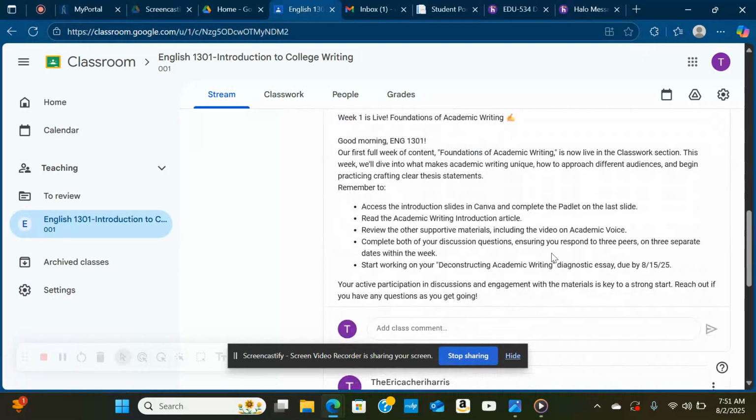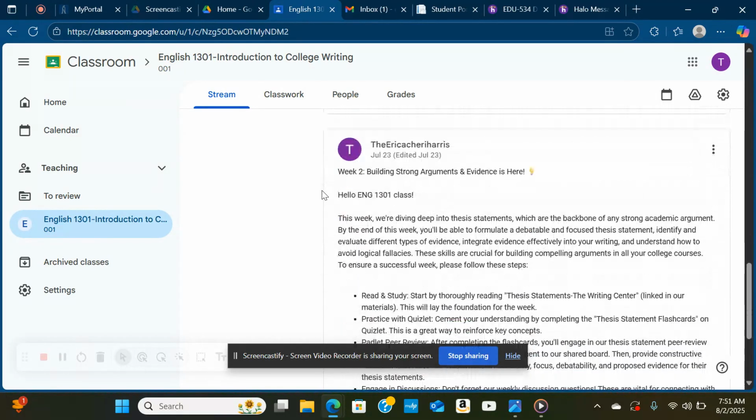Here is the week 1 announcement. Foundations of Academic Writing is going to be the topic for the week, so it just welcomes the students. And then there is a bulleted list of tasks that they'll have to complete. Things that they need to remember as well.